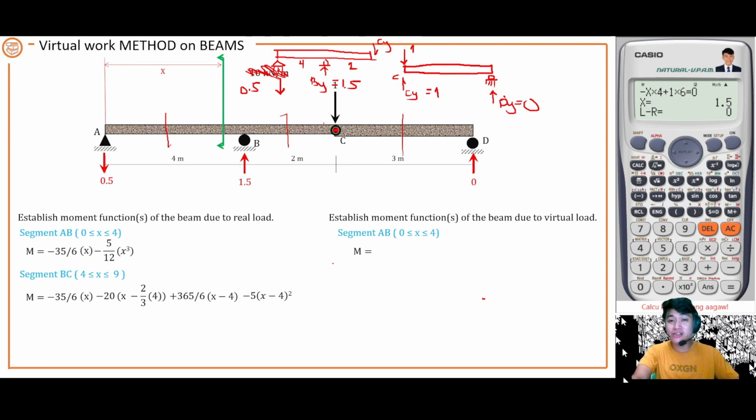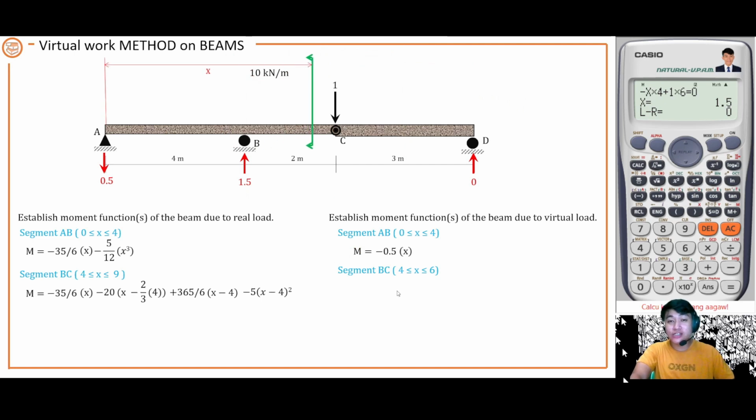Okay, so we are solving here the deflection since we apply 1 unit, a downward concentrated load at point C. These are virtual, so it should be small letter m. Okay, so negative 0.5 counterclockwise times x. Okay, so that's it. Next segment, BC. This is for the value of x, which is 4 to 6.